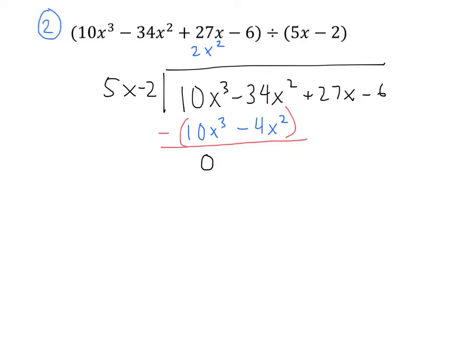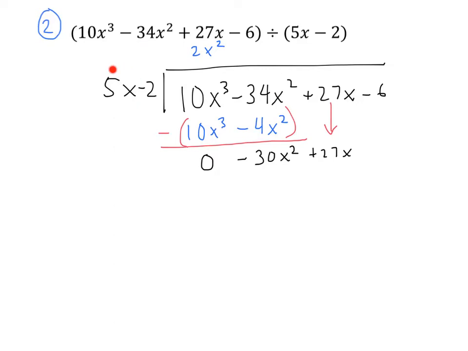When you subtract a negative, that's the same thing as adding. So what we really have here is negative 34x squared plus 4x squared. That's going to get me negative 30x squared. Again, negative 34, this becomes plus 4x squared. So that gets me negative 30x squared. All right. Let's keep going. Let's bring down this 27x. And let's repeat this process.